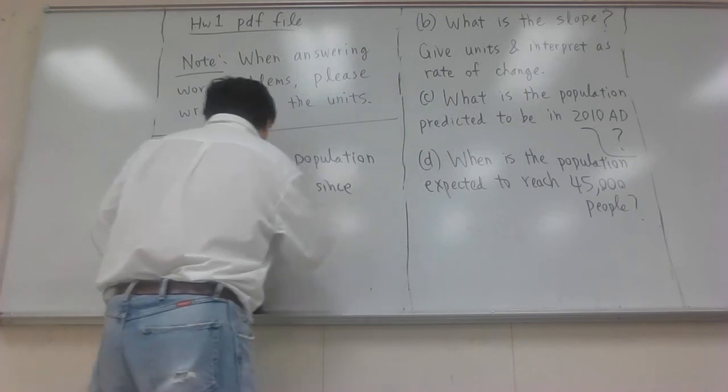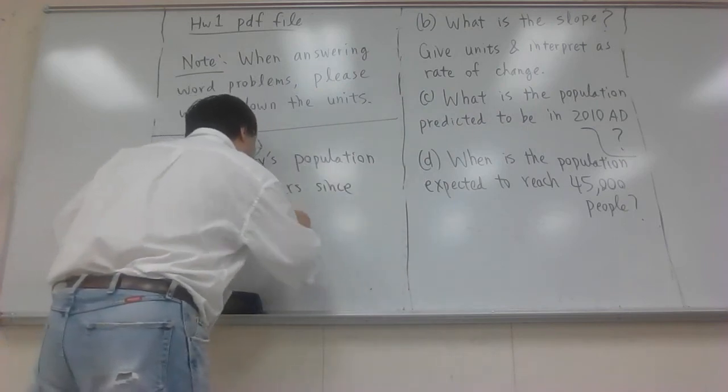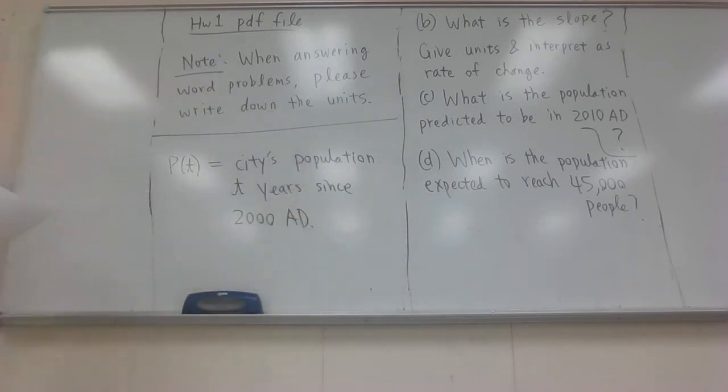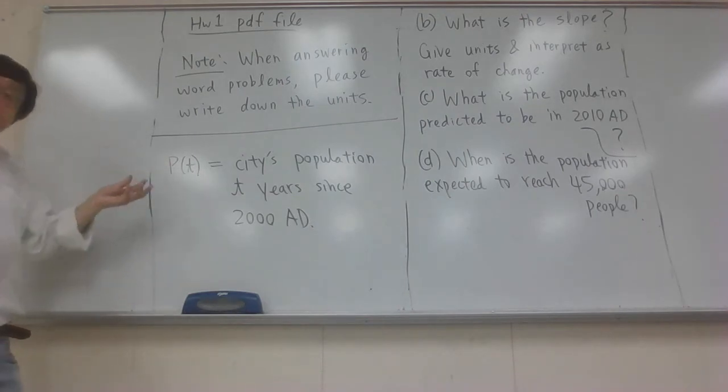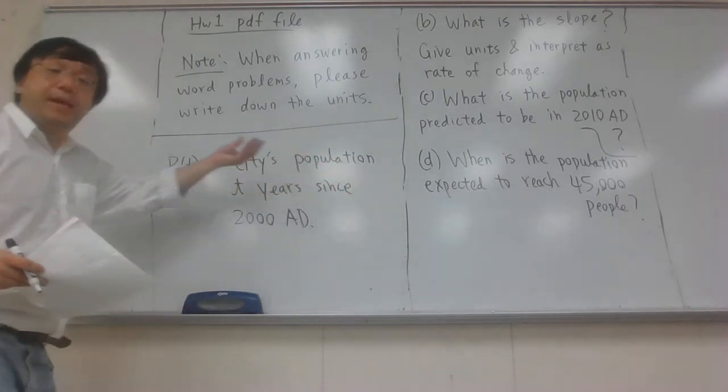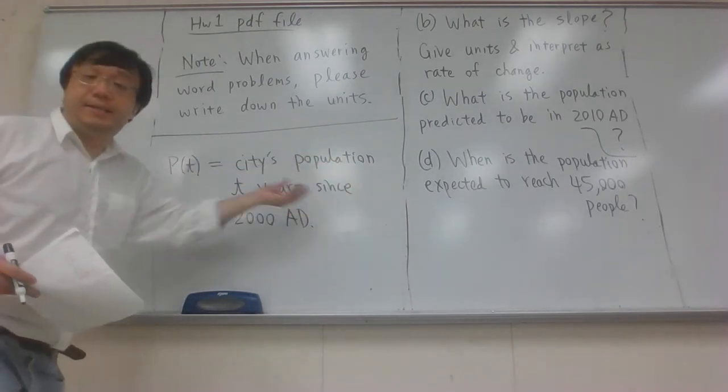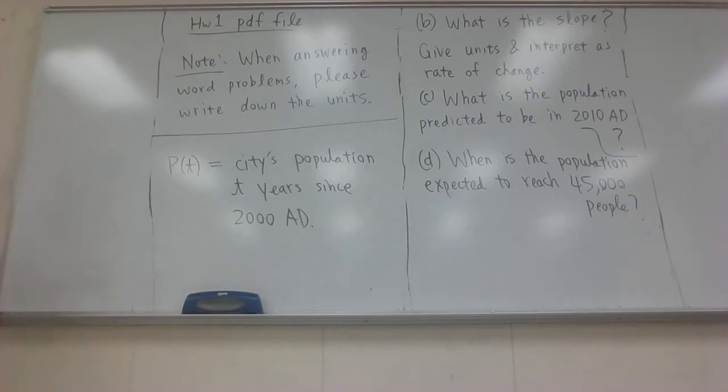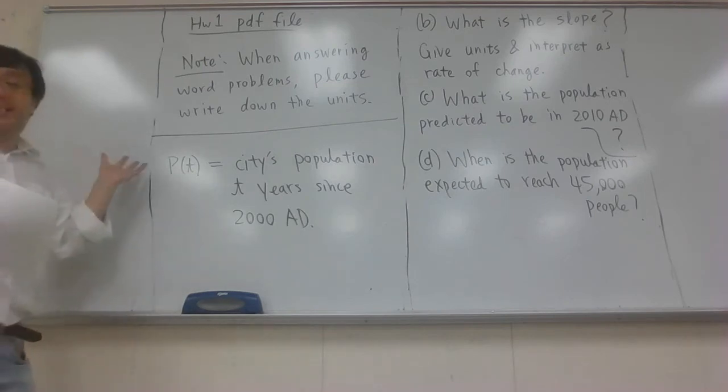Okay, if you look closely at the question, in particular the first part of the question, you see that this is the variable of interest. We're interested in the population of the city t years since 2018. And the first part of the question basically asks us to compute this.